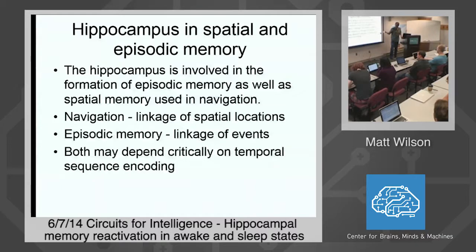So one working hypothesis is that experience, and forming memories of experience, involves time. That is, linkage of states. In the case of the rodent, these states are spatial locations. And damage to the hippocampus in rodents produces impairments in spatial navigation, as it does in humans.